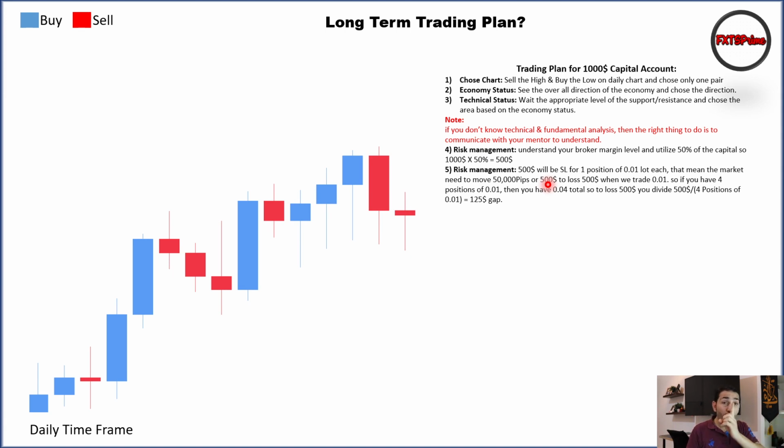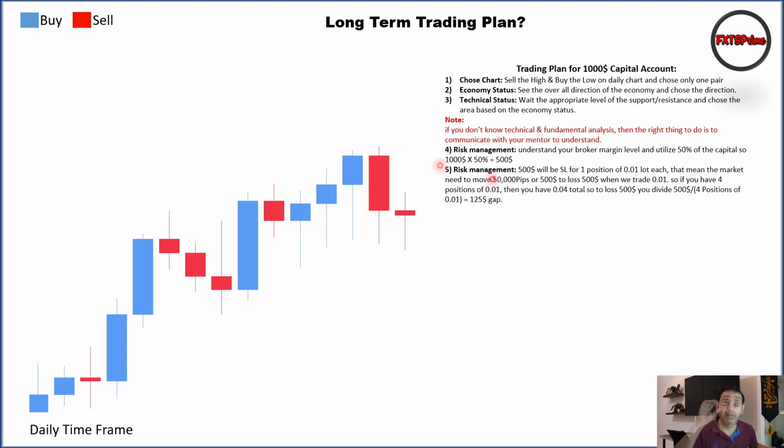So if I open 0.01 lot, when the market moves 50,000 pips or $500, that is the time where I will be consuming these $500 fully. So after the market moves against me in one direction by $500, that is the time where I will be losing the full $500.